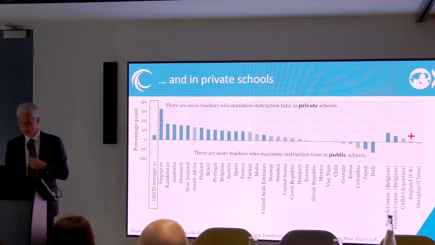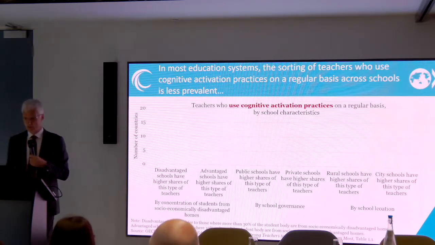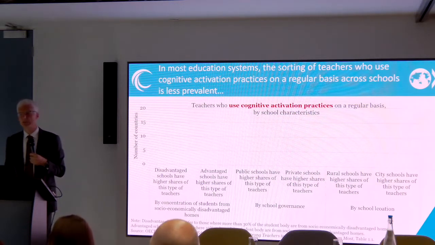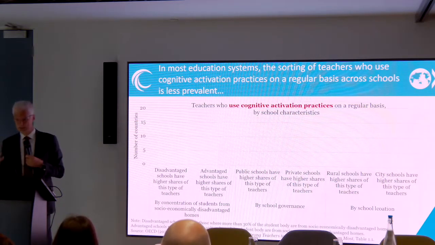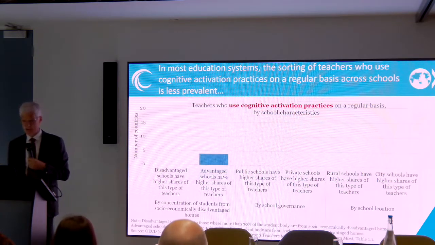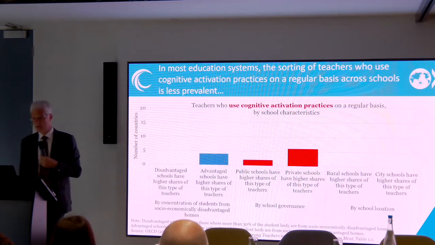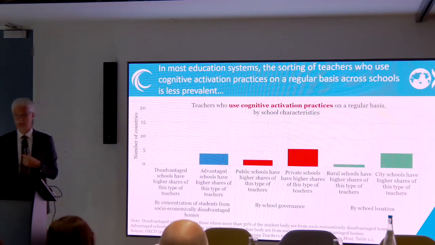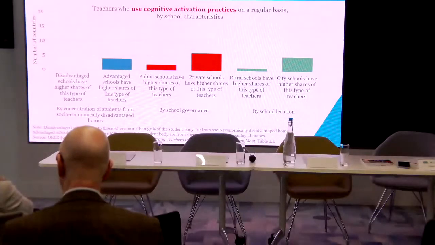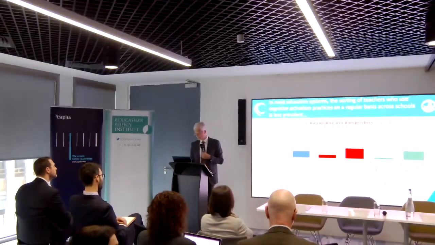On other variables, when it comes to teaching practices like teachers' use of cognitive activation practices, this is again something that research shows: where teachers use those practices, students typically learn better. There you can see the differences are not very pronounced. There are a few countries where advantaged schools have higher shares of this type of teachers, but it's just 4 countries. Then also by school governance, we don't see a big advantage of private schools here, and also not a big advantage of city schools, just a few countries where these differences are significant. So again, I think you can rely on teachers using those practices quite across the school system.